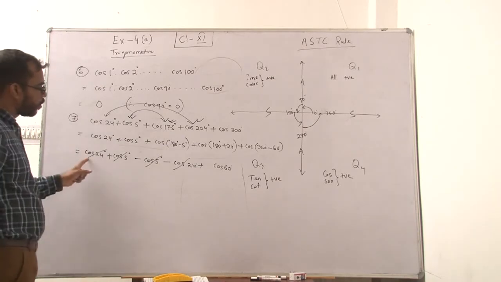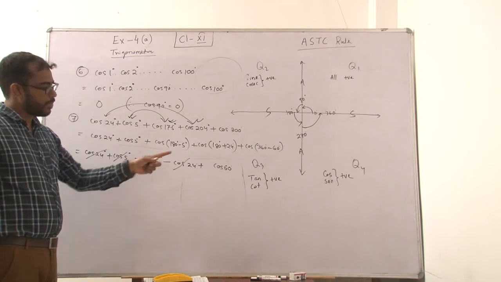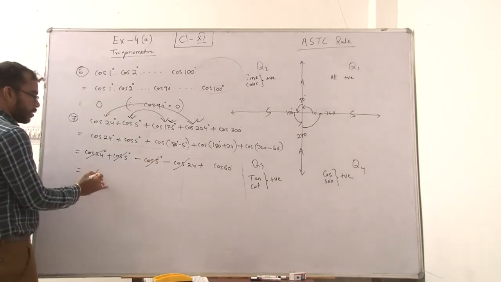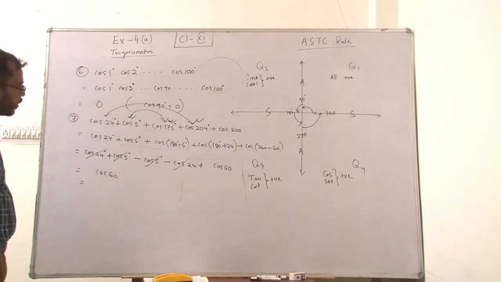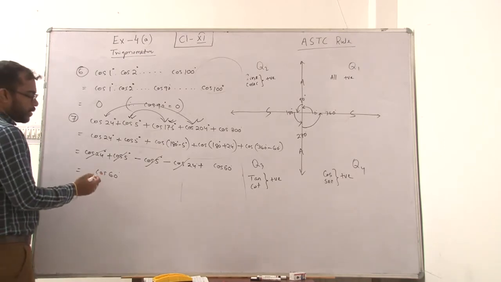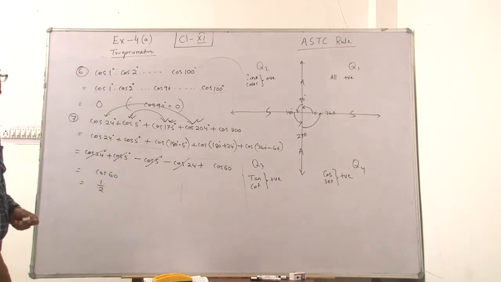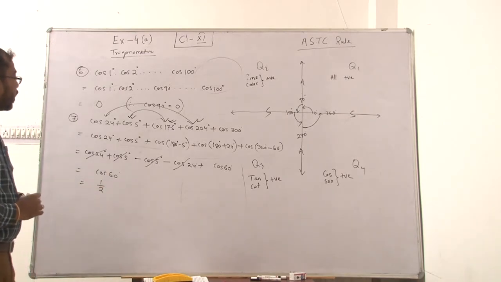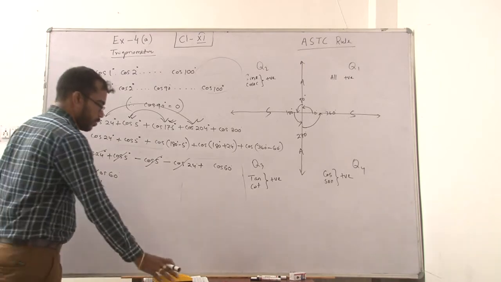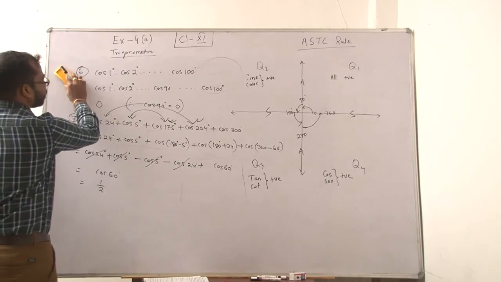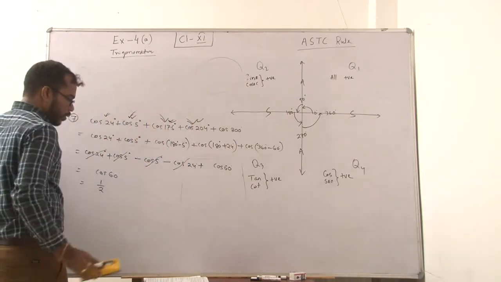So now you can cancel the alternate terms. You can cancel cos 24 minus cos 24, cos 5 minus cos 5, and the remaining part is cos 60. The value of cos 60 as per standard angles is half. So the solution of question number 7 is 1 by 2. Next, proceed to question number 8.